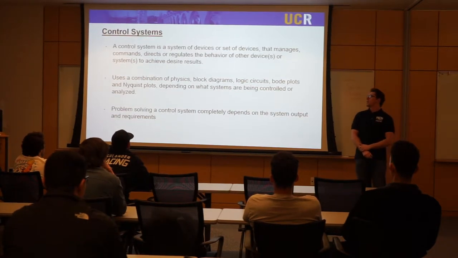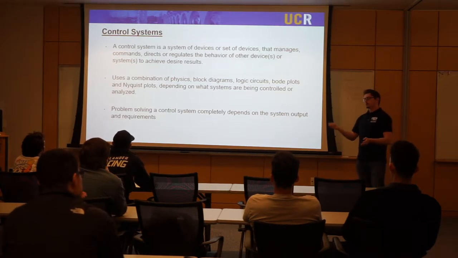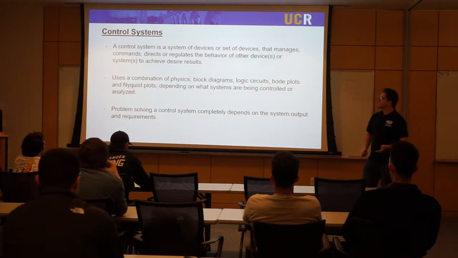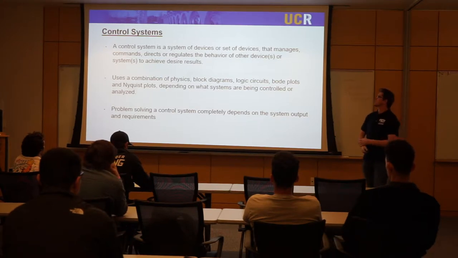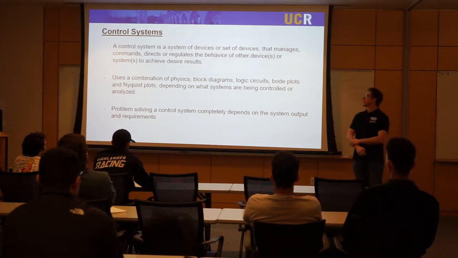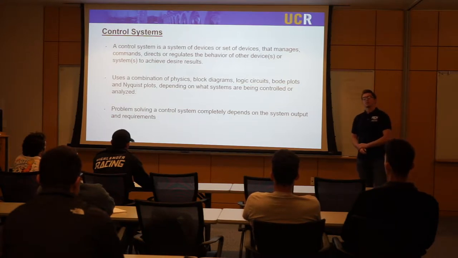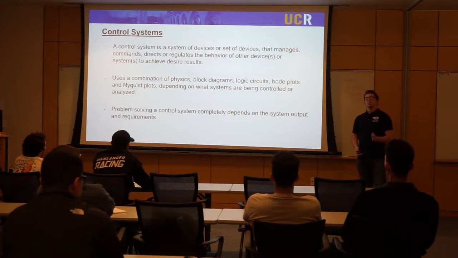So, moving forward. Just to sum up control systems, I wrote a bunch of these, so I'm just going to be reading off a bunch of it. A control system is a system of devices or a set of devices that manages, commands, directs, or regulates the behavior of other devices or systems to achieve a desired result. To sum that up, a control system wants the ideal. It wants the optimal option.